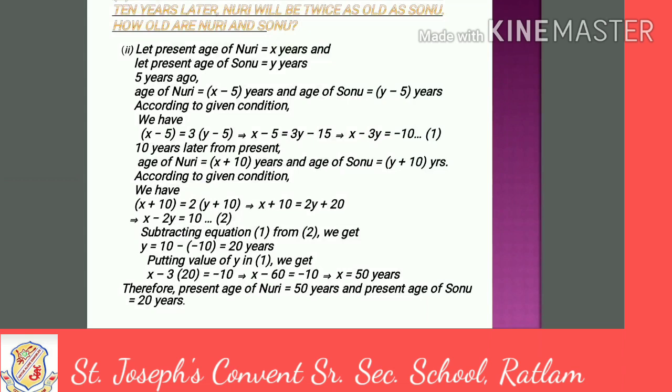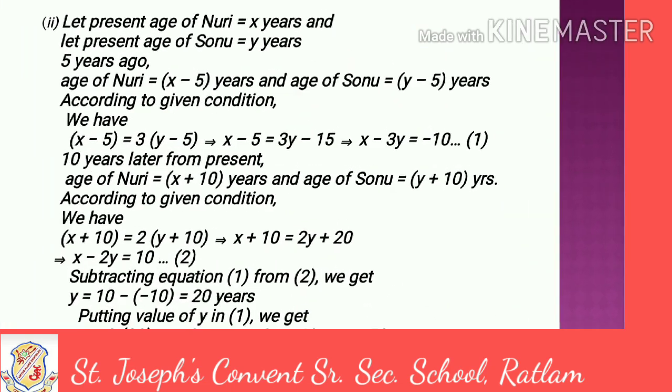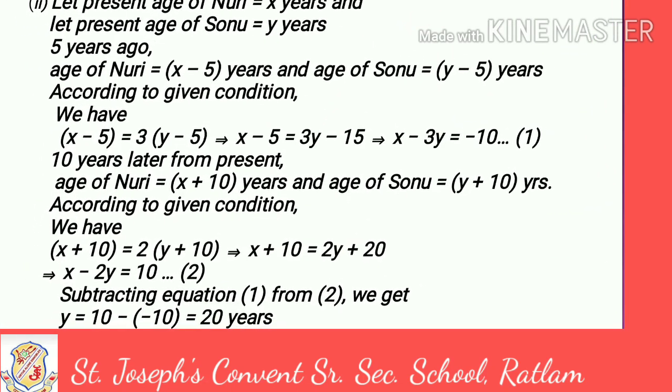Second part of the question is, 5 years ago, Noori was thrice as old as Sonu. 10 years later, Noori will be twice as old as Sonu. Question is, how old are Noori and Sonu? So here the two variables of course will be taken as present ages of the two people, that is Noori and Sonu. So let us suppose that the present age of Noori be x years and the present age of Sonu be y years.